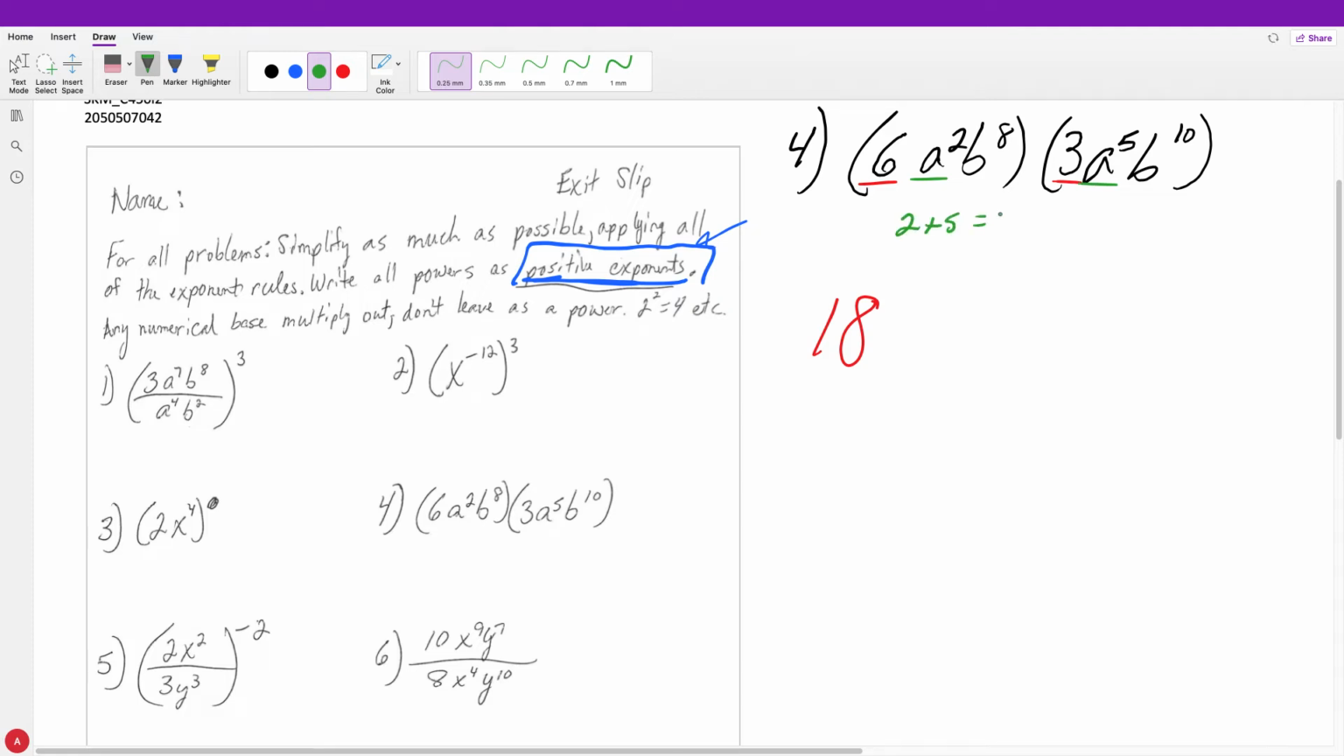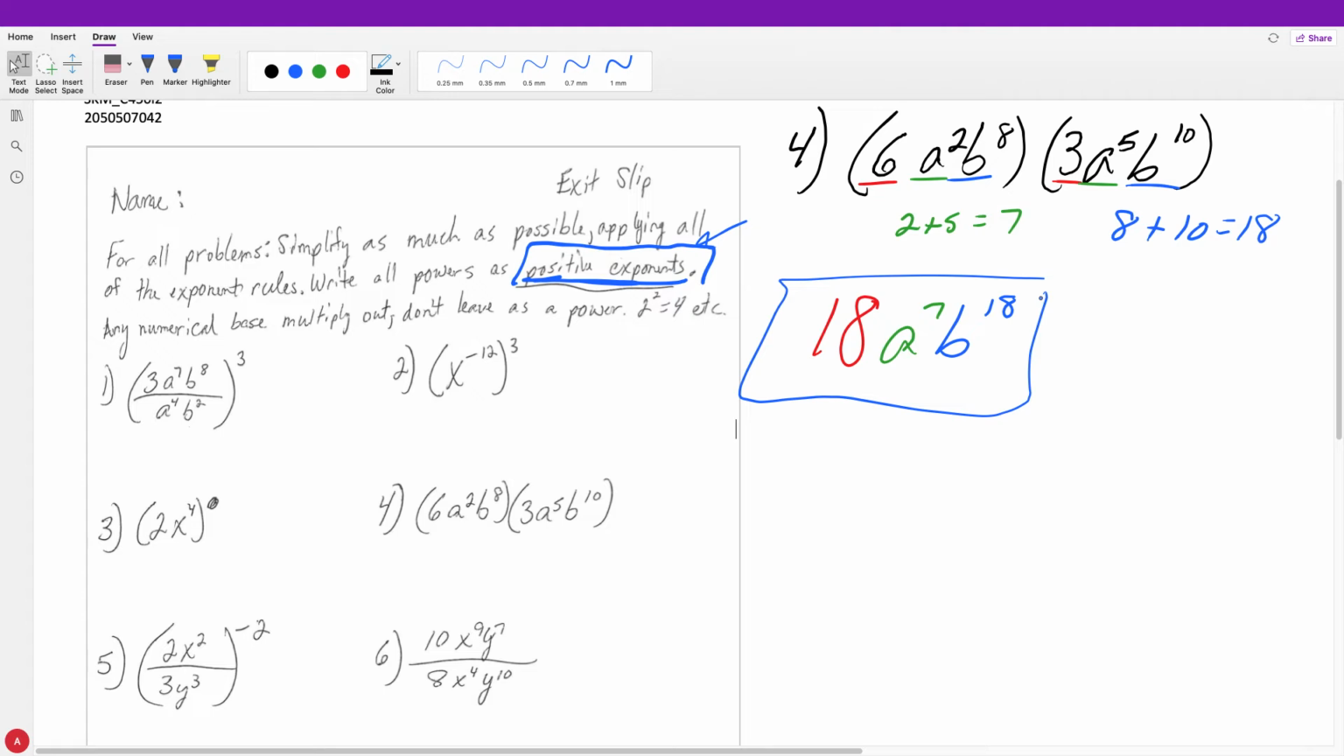So 2 plus 5 is equal to 7, so it becomes a to the 7th. And then our b's, well, we have an 8 and 10, so we are adding them together to get 18, so it is b to the 18th. And this is our final answer. Right? There's nothing else that we need to do with this, and there's nothing else that we can do. But just make sure that when we're multiplying, we're adding our powers of our like bases.